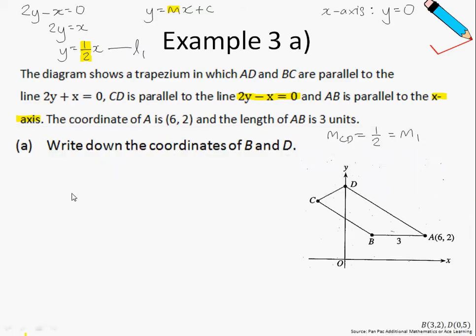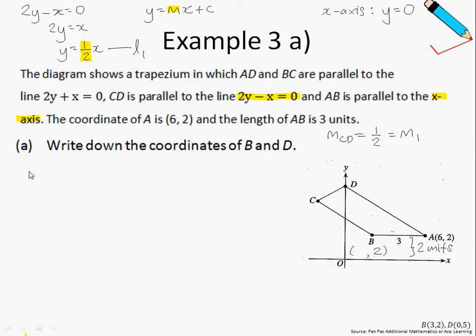Now let us find the coordinates of B. Since line AB is parallel to the x-axis, the y coordinate of B is the same as the y coordinate of A, because this distance is the same, which is just 2 units. Therefore we just need to find the x coordinate of B.